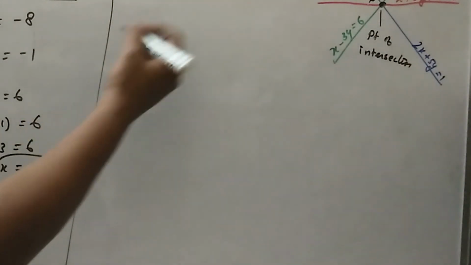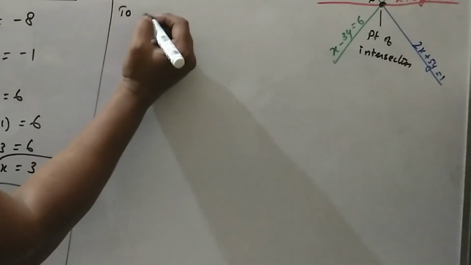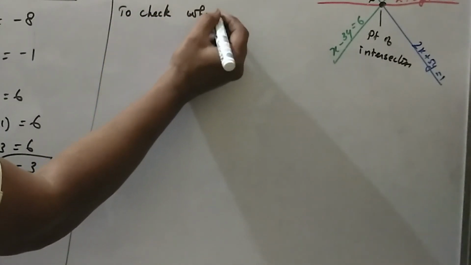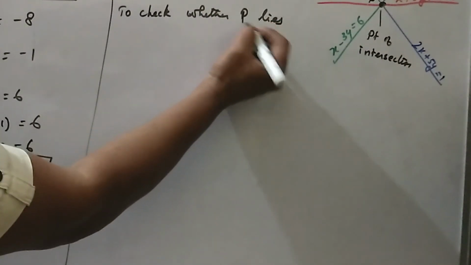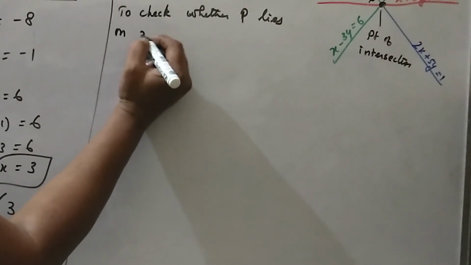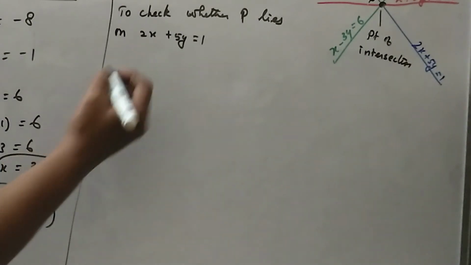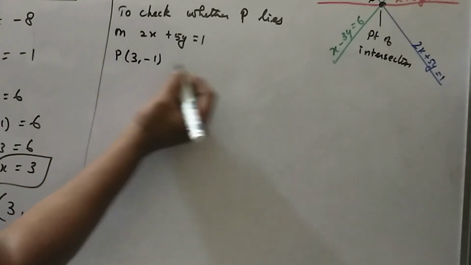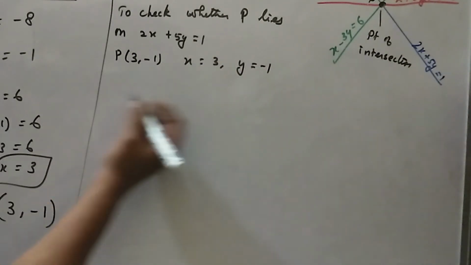Next we have to check. Now write. What we have to do? To check whether P lies on the line 2x plus 5y is equal to 1. So take P as 3 and minus 1. So x is equal to 3 and y is equal to minus 1.